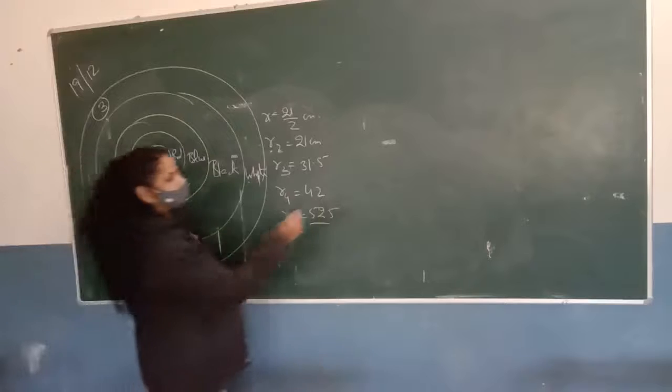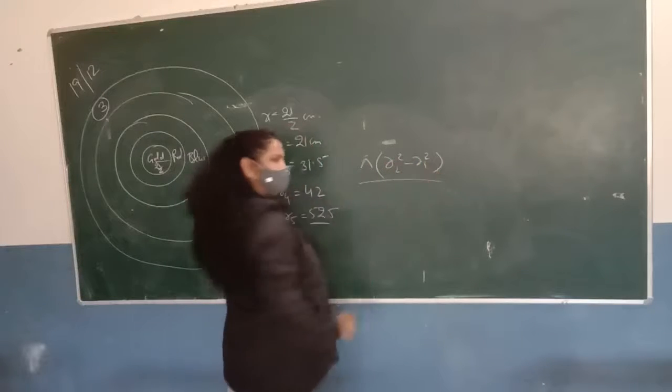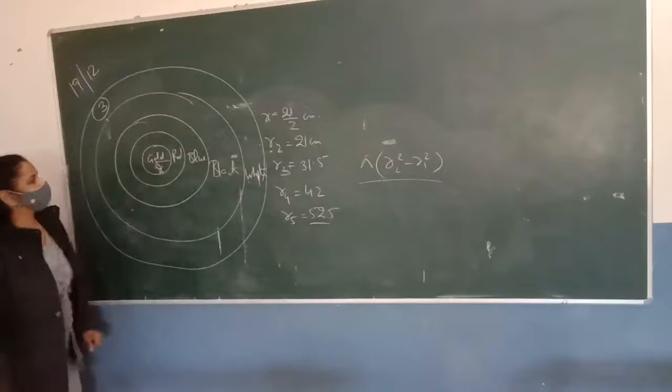Or we can use a simple formula, that is pi times (R2 square minus R1 square). You can use any formula which is convenient for you.